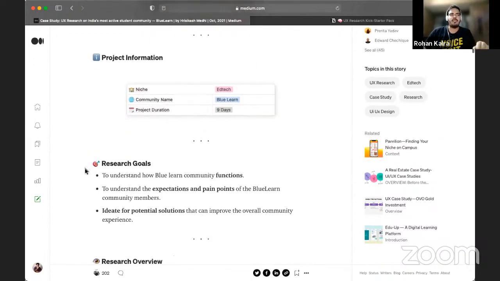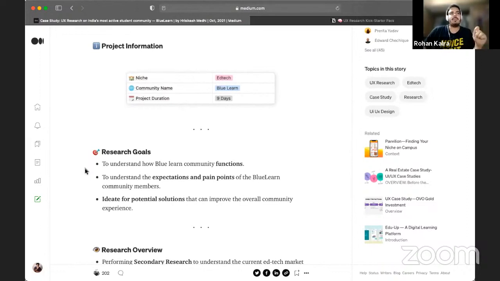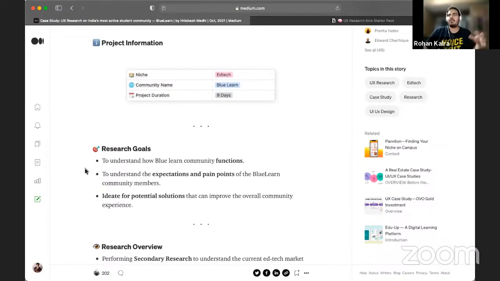Then let's give you the project information. One thing to remember here is, when you're writing a case study or preparing your UX research report, always remember to give a context, right? Because someone reading it for the first time needs to have that context, why I do certain things and what exactly this is. So our niche was EdTech, as we all know. Community name: BlueLearn. Project duration: 9 days.